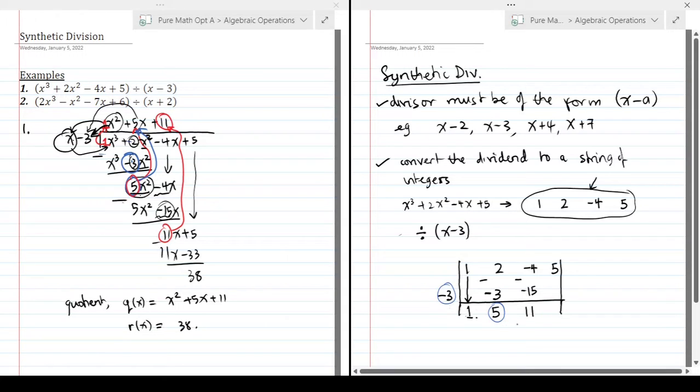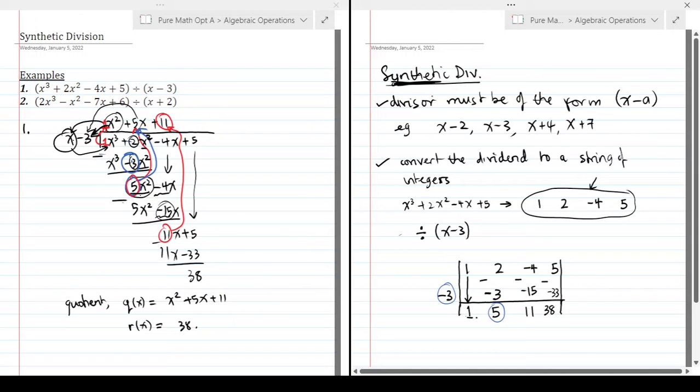Now let me go again. -3 by 11 is -33. Subtraction, 5 take away -33 is 38. So these same numbers are there in the long division process, and this is much less writing, much more quick, because there is no actual division taking place here, and that is why it is called synthetic division.